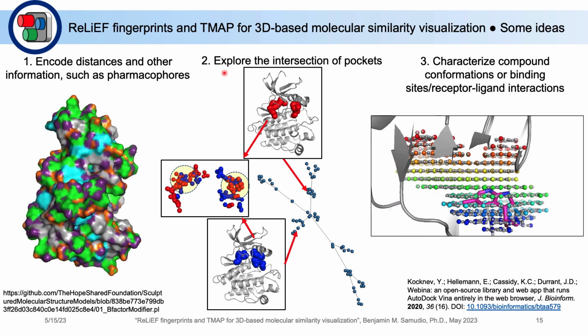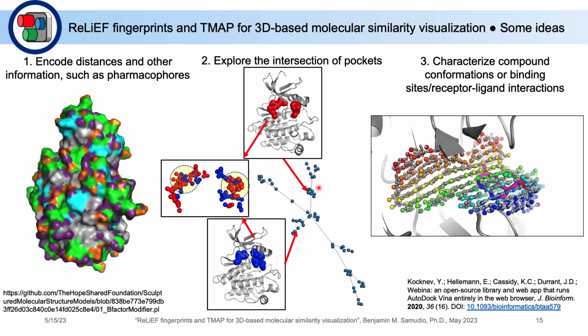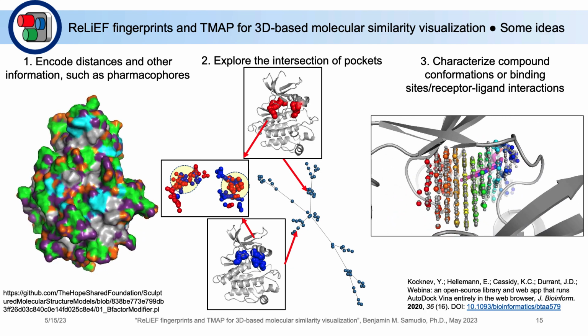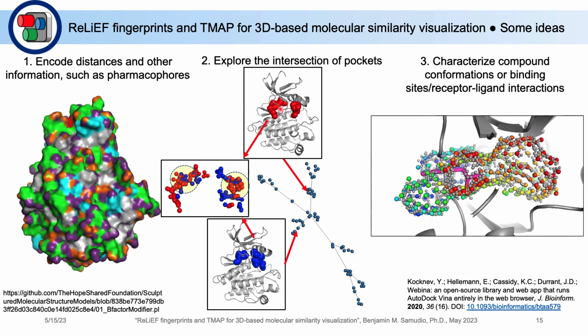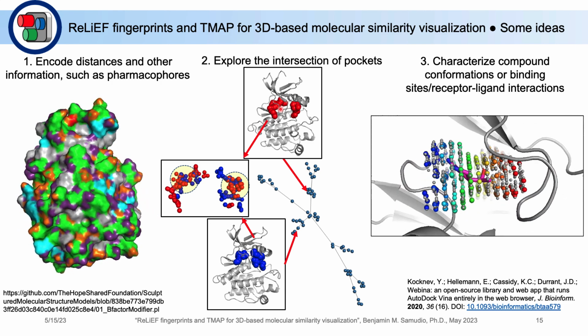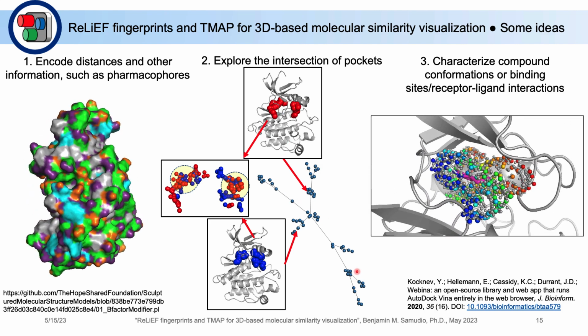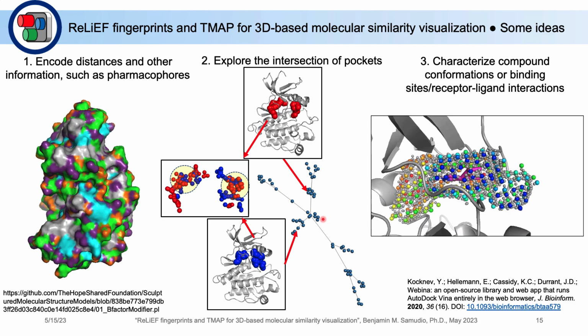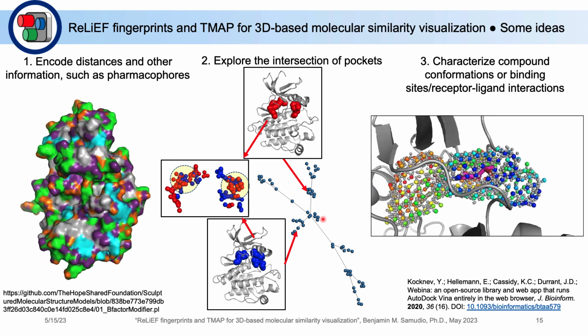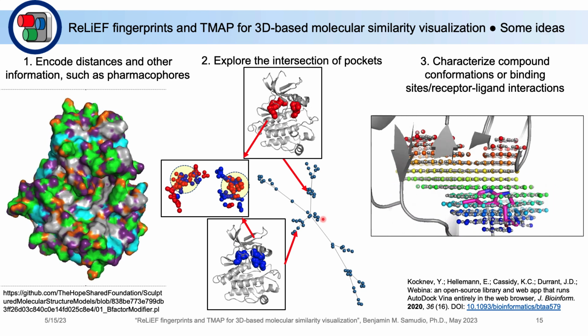The second thing is that we can explore the intersection of pockets. At different points in the TMAP, they're going to have different F pocket alpha spheres. Now we can calculate the intersection of those to perhaps find some conserved pockets that exist at different regions or maybe throughout the TMAP. And they may be places where we might want to engineer a ligand, for example, because it seems to be conserved across these conformations.